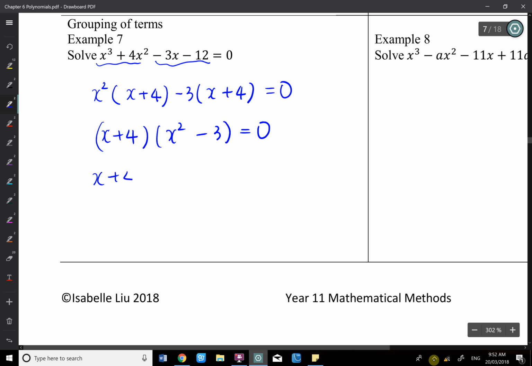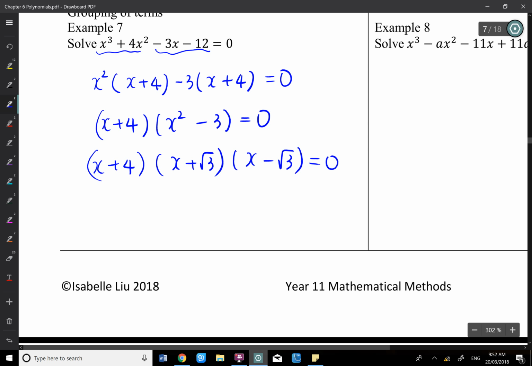So we have x plus 4, x plus root 3, and x minus root 3, and that equals 0. So x equals minus 4, or x equals plus or minus root 3.